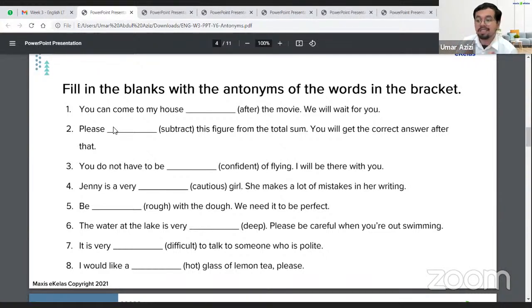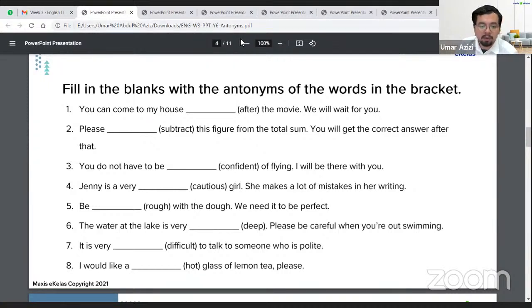So first question is, and I'll read it out for you. You can come to my house, space, after the movie. We will wait for you. And we need to look for the antonym of after. I repeat, you can come to my house after the movie. We will wait for you. So what's the antonym of after, everyone? What's the antonym for the word after? We have someone answering, Shazwina. Shazwina answers before. Nice. And Futuristify also answers before with Shazwin also.